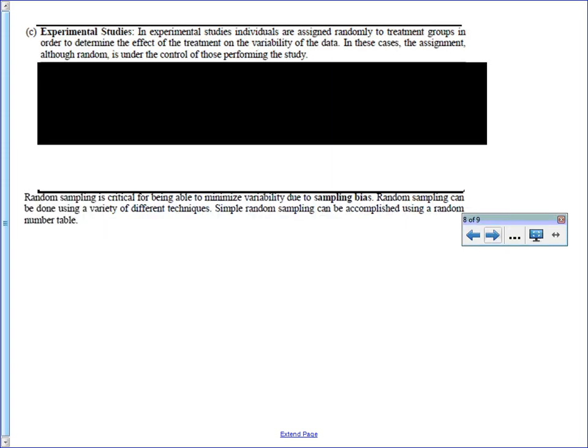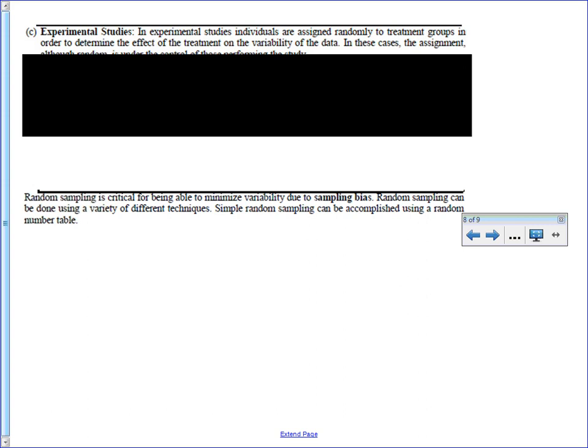Okay, another one, C, experimental studies. In an experimental study, individuals are assigned randomly to treatment groups in order to determine the effect of the treatment on the variability of the data. In these cases, the assignment, although random, is under the control of those performing the study. So unlike observational studies, you do have control over the study.